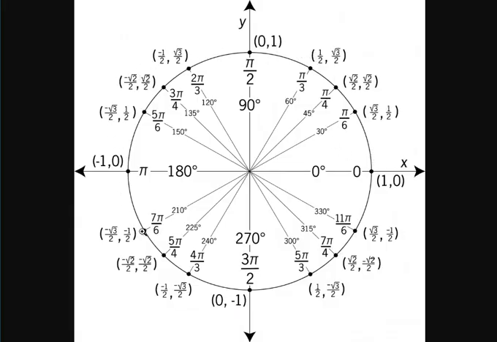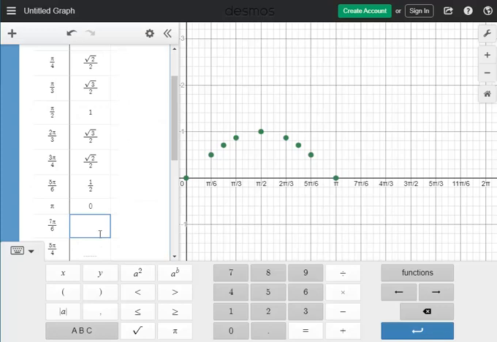Now we're getting to 7 pi over 6. Now you're getting into negative y territory. Now let's go ahead and go to this negative territory. So for 7 pi over 6, the y value for that is negative 1/2. So I'll go ahead and fill that one in, negative 1/2.